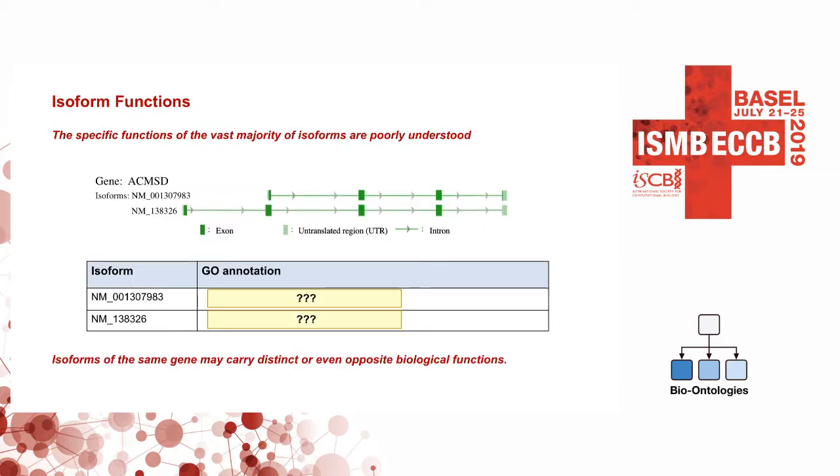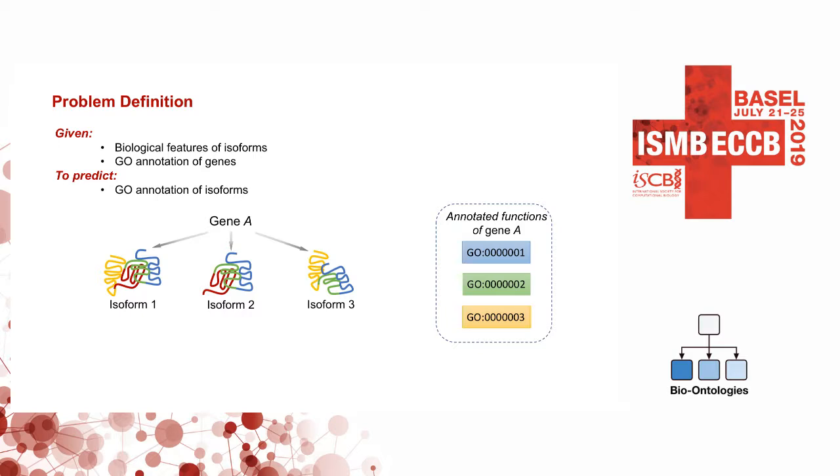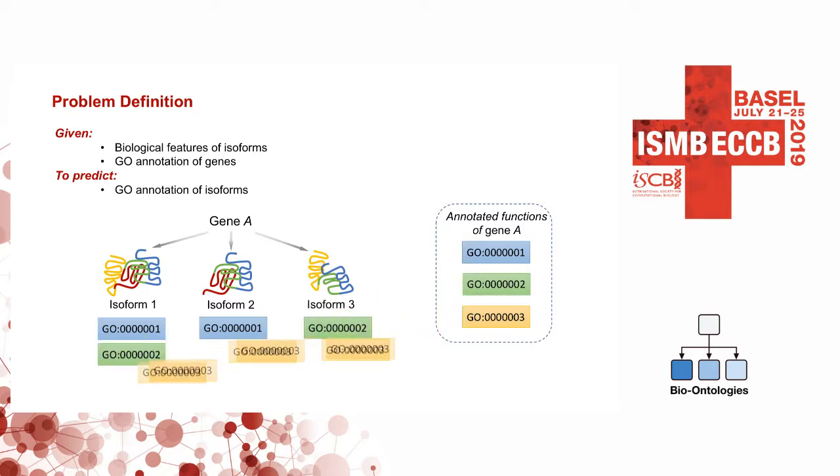So even though the gene functions have been well recorded, the specific functions of most isoforms are poorly understood yet. Some specific examples have shown that isoforms from the same gene may carry distinct or even opposite functions, but we don't have a database that comprehensively records isoform functions. So that's why we would like to develop a computational method to predict isoform functions by integrating the data of isoform-level biological features and the gene-level functional annotations. That is, we want to correctly distribute the functional annotations of a gene to its isoforms according to isoform features.